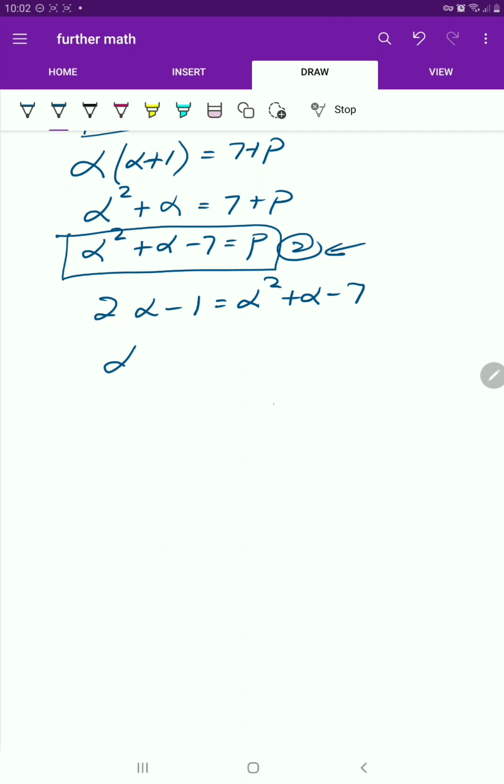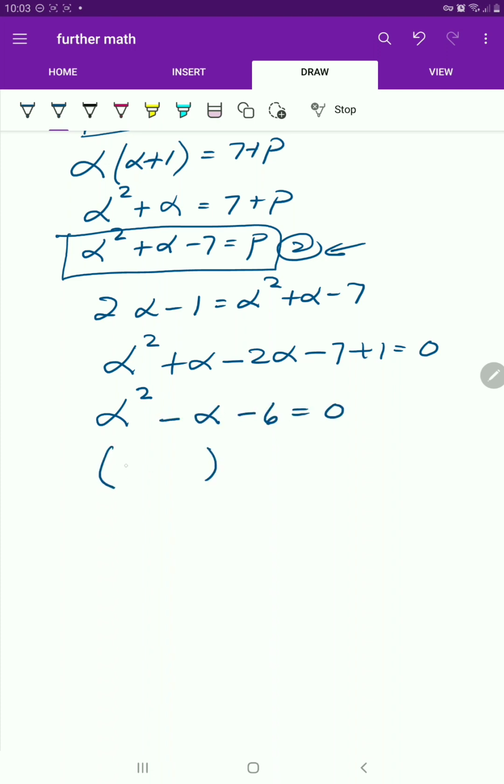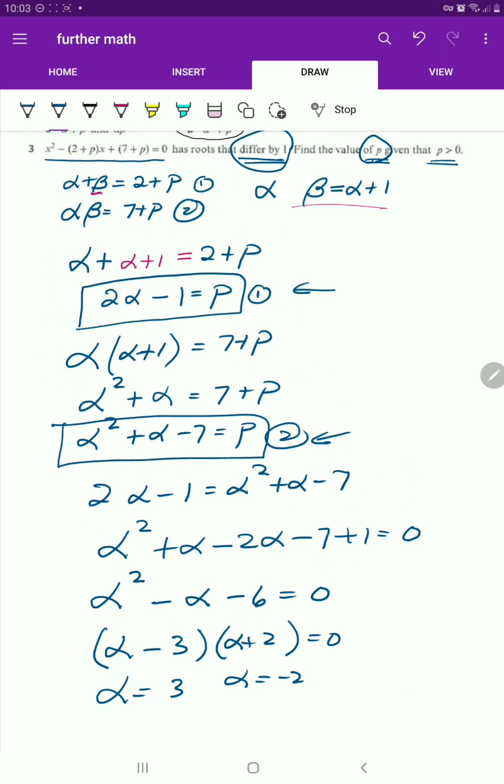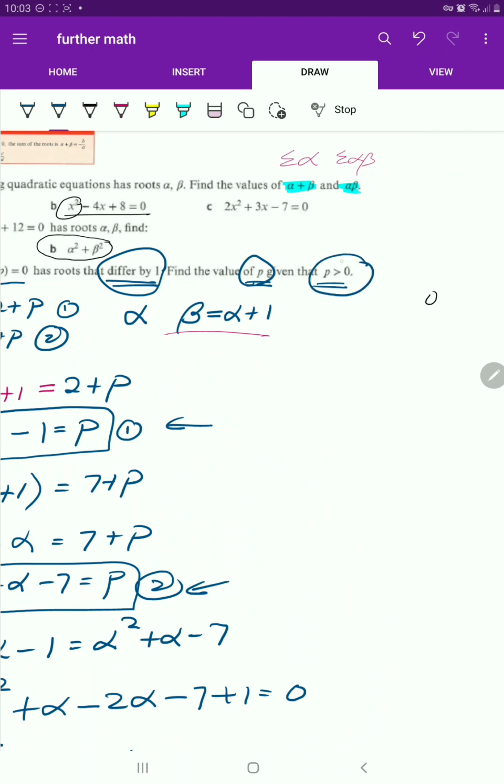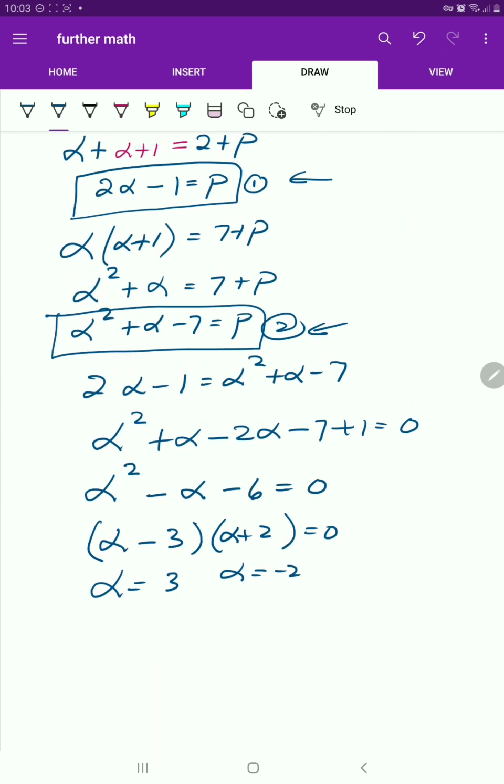That will give us alpha squared plus alpha minus 2 alpha minus 7 plus 1 equals 0, which is alpha squared minus alpha minus 6 equals 0, which will give you alpha minus 3, alpha plus 2 equals 0. So alpha is equal to 3, alpha is equal to negative 2. But the question is, what is the p? And take a look, there is a condition for the p, that the p is greater than 0.